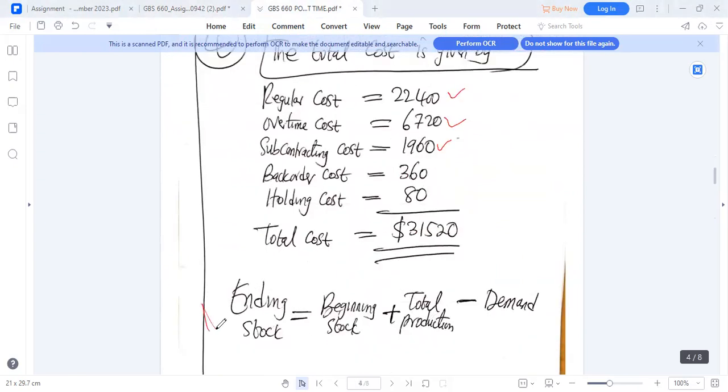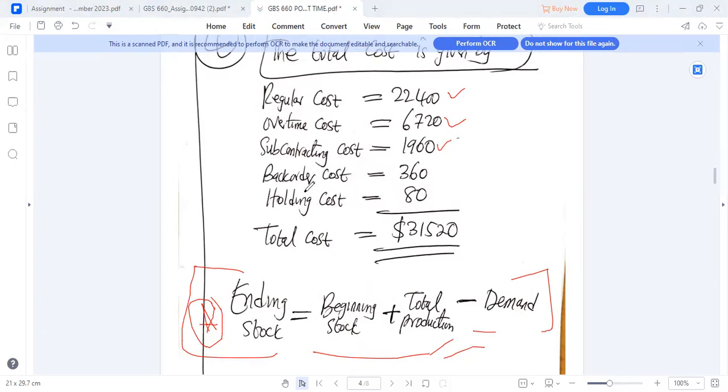So this is a hint there for the ending stock. Ending stock is equal to beginning stock plus total production minus the demand. So this is the way we need to get down to the aspect of ending inventory. Yeah, so this is about how this answer was found.